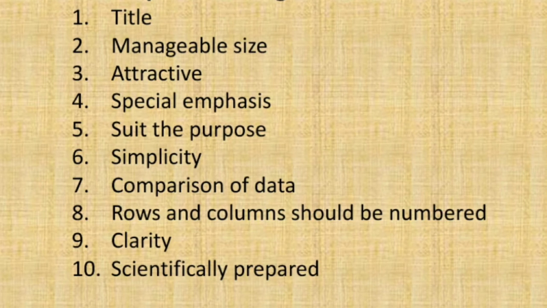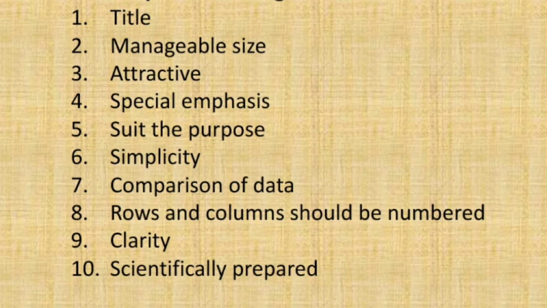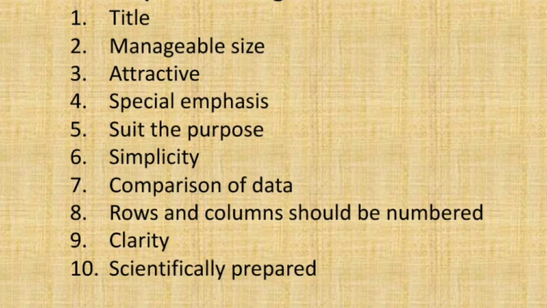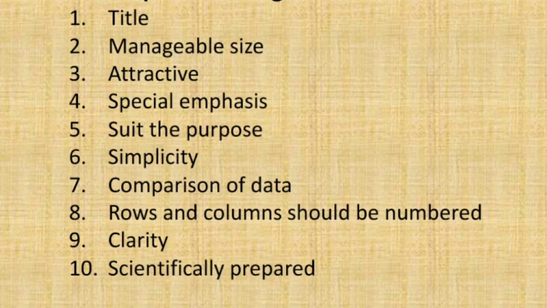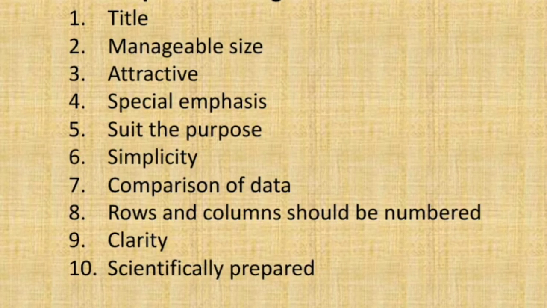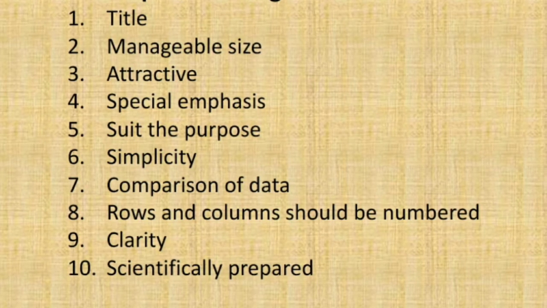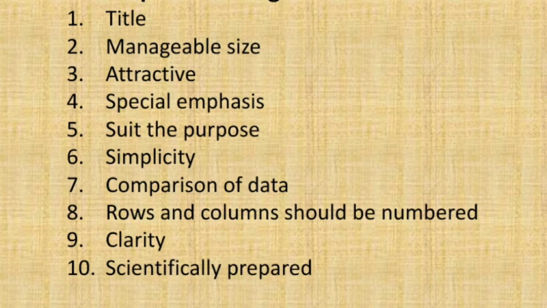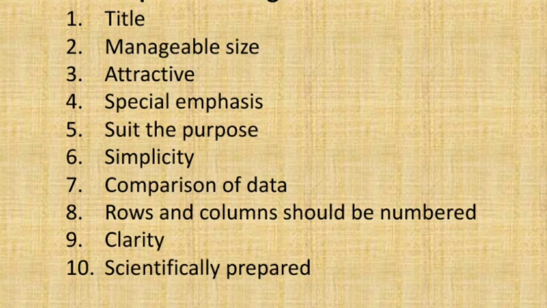Now let us come to the requisites or essentials of a good table. A good table should have certain characteristics that I have mentioned here. The first thing is title. Every table must contain a suitable title. That title must also be appealing and attractive. When people see the title, they must themselves be attracted towards that table. That is what is called an appealing and attractive title.